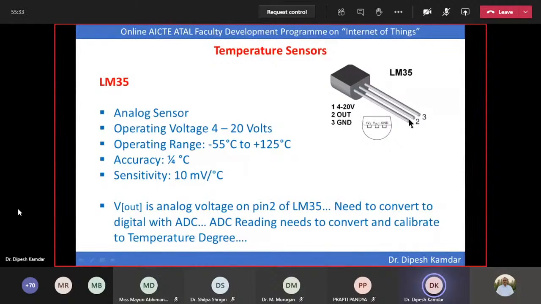One is the supply terminal, terminal number one, where you can apply 4 to 20 volt DC with respect to terminal number 3, which is ground. And on terminal number 2, it will generate the output voltage, which is directly proportional to the temperature it senses. So from pin number 2, we can get the converted analog data. We need to convert it to digital data using an analog to digital converter. Once you have the digital data, we need to convert and calibrate it to the temperature in degrees.